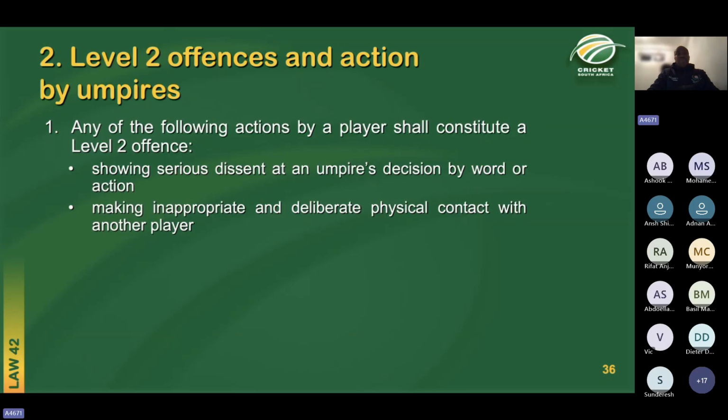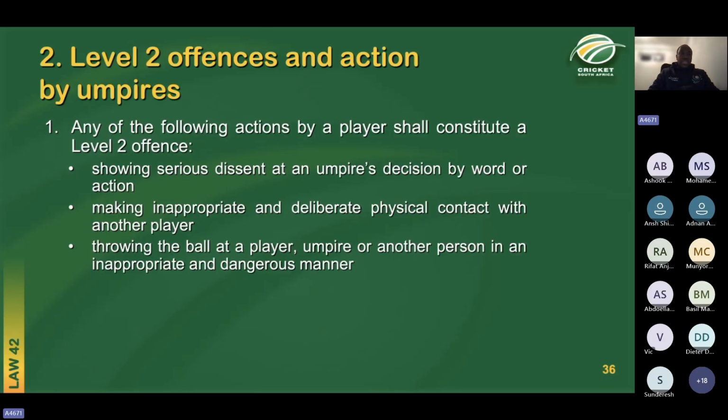If a player makes inappropriate and deliberate physical contact with another player, that is a level 2 offense. And we will see later in the level 3 and level 4 offenses that physical contact is not to be taken lightly. This, we would say, is maybe just a small little shoulder tap against an opposition player. But if we are talking a full-on shoulder charge, then we're looking at worse than level 2.